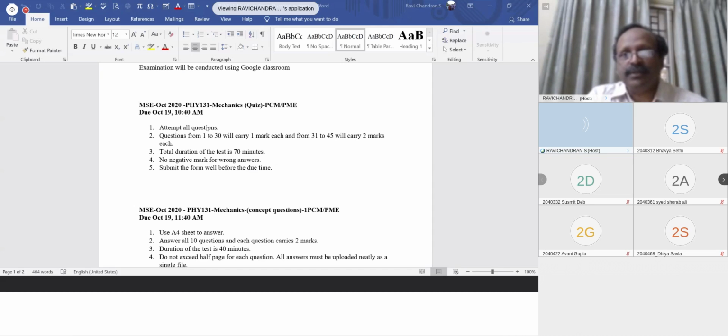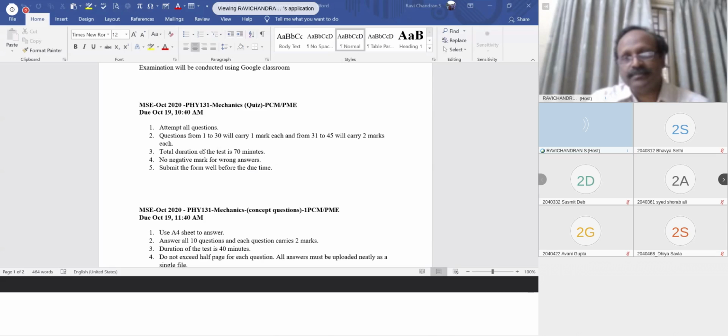So attempt all questions. Questions 1 to 30 will carry 1 mark, and 31 to 45 will carry 2 marks. But you remember, in the question paper, all 1 mark and 2 mark questions will be mixed. On the top right corner, it will be written like 1 point, 2 point. That means 1 point means 1 mark, 2 point is a 2 mark question. That you'll get to know. The total duration of the test is 70 minutes. No negative mark will be given for wrong answers.